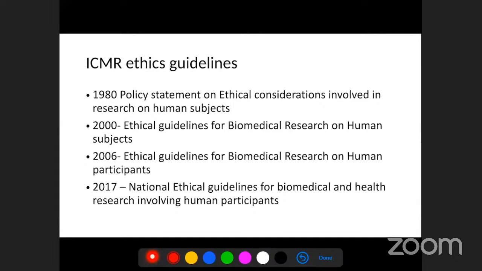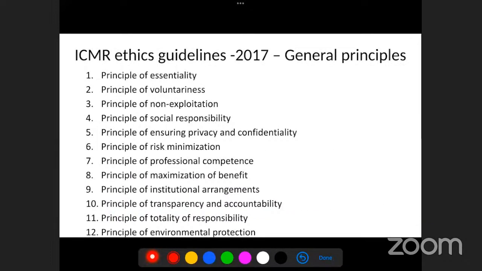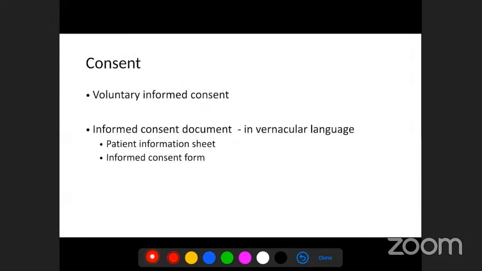Now, in India, we also have strong ethical guidelines. The current ethical guideline is the 2017 guideline, called the National Ethical Guidelines for Biomedical and Health Research Involving Human Participants. You can go to the ICMR website and get the full report. The ICMR guideline talks about 12 principles. I'll just ask you to look at 2 principles. One is social responsibility and environmental protection, which you don't see in many of the other guidelines in the world. So our guidelines are sometimes called as good as any international guideline, or maybe much superior. So when you do a research, you need to take consent.